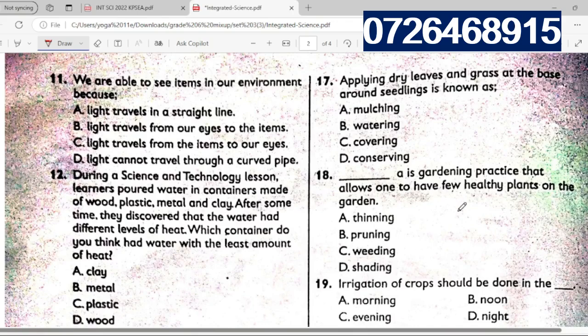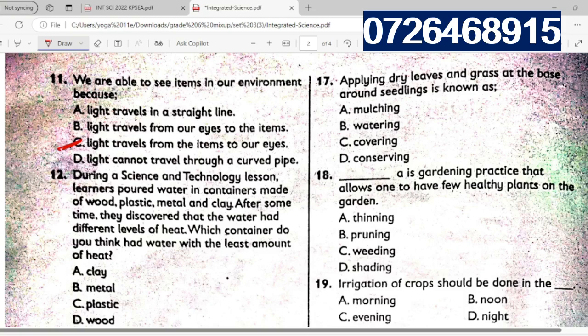We are able to see items in our environment because light travels in a straight line. Light travels from one eye to the items. Light travels from the item to our eyes. Light travels through a curved pipe. For you to see something, the light from the object must first hit your eyes before you see it. Therefore, the correct answer is C. Light travels from the items to our eyes. That's when you see the item.